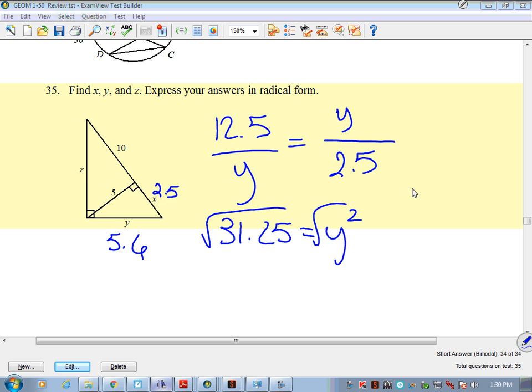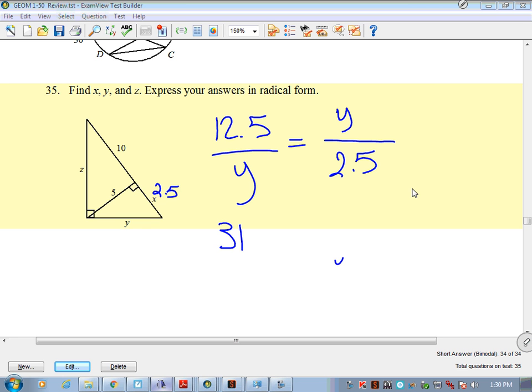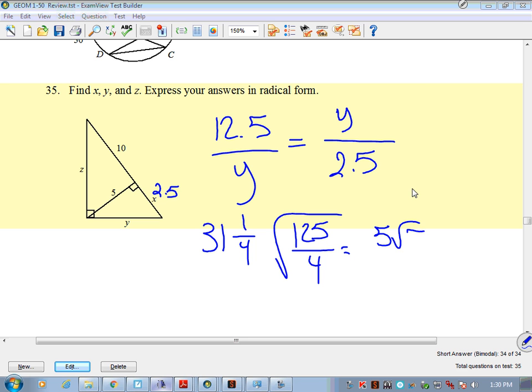This was what, 31 1/4? Let's try to do that. Let's see if we can leave it. Let's take that as a 31 1/4. Okay, 4 times 31, 124. So it'd be 125 over 4. And we would want the square root of that, right? Okay? So it would be 5 radical 5 over 2. Okay, that is y.